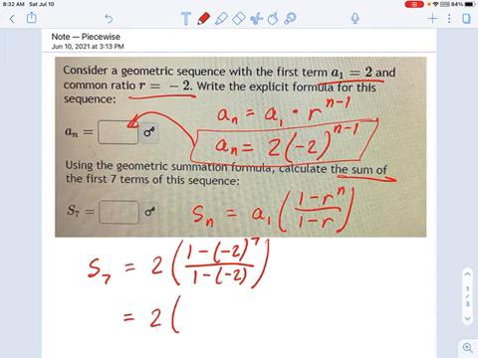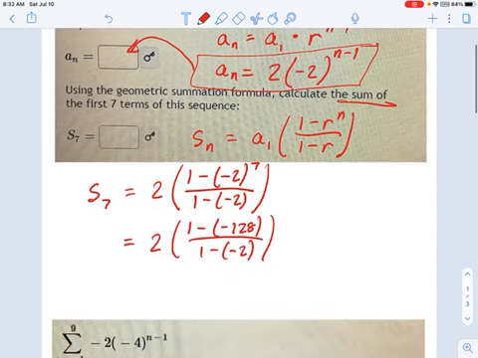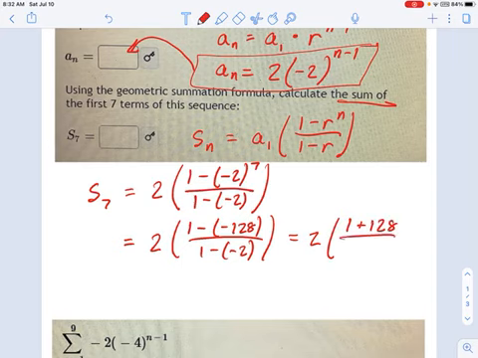So I just plugged in -2 to the 7th, and I got -128. I'll just keep that bottom right there. Now, we have to simplify this a little bit. So remember that when you subtract a negative, that's just like adding a positive. So on the top, I really have 1 plus 128, and on the bottom, I have 3. We can go on and simplify this, but I don't think it's really necessary. You get the idea. This is how you evaluate a simple summation.